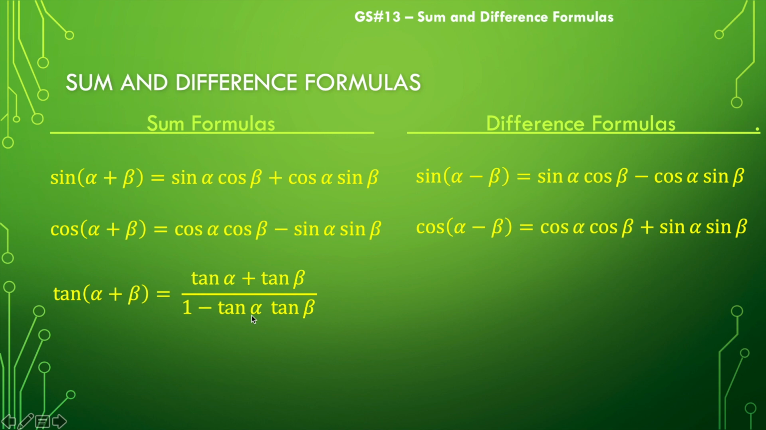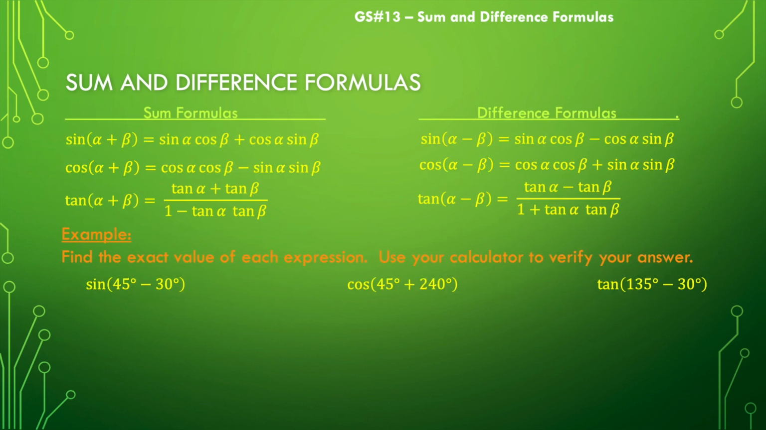And if we look at the difference formula, all the signs just switch. So the tangent of the difference of two angle measures is the difference of the tangents divided by 1 plus the product. Now we've exposed you to the sum and difference formulas. How the heck do we use them?